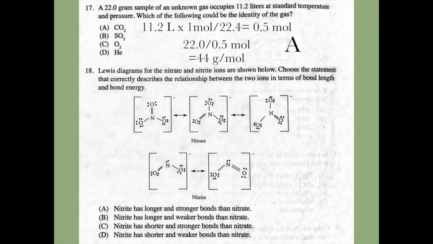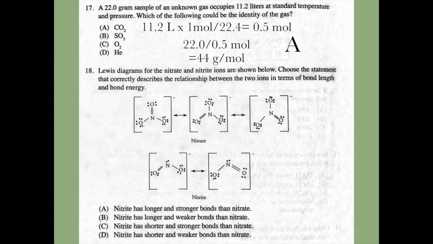Okay. For 18, it says Lewis diagrams for nitrate and nitrite are shown below. Choose the statement that correctly describes the relationship between the two ions in terms of bond length and bond energy. Remember, single bonds are the longest and the weakest. Triple bonds are the shortest and the strongest.